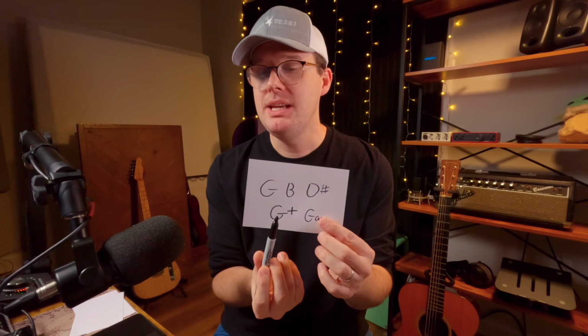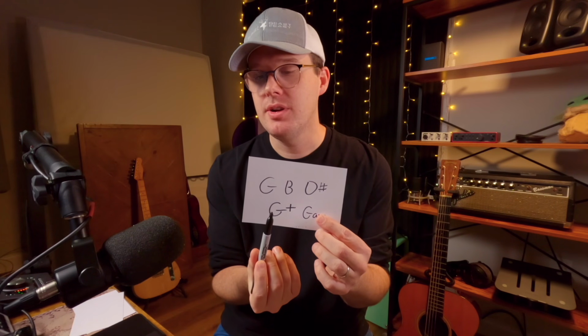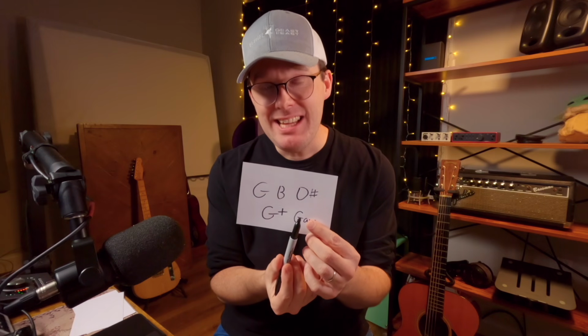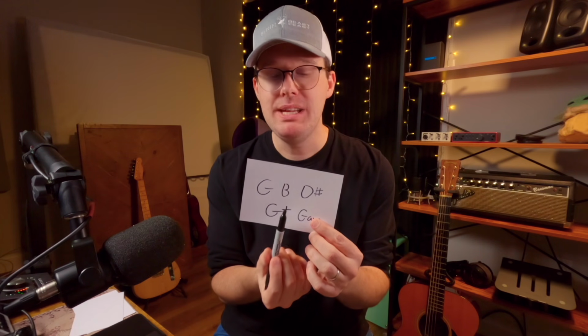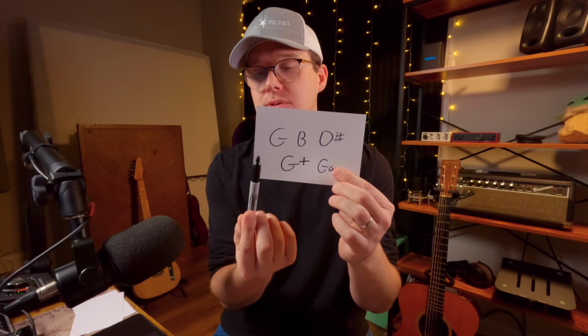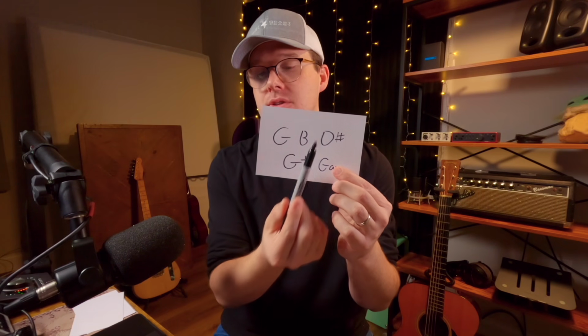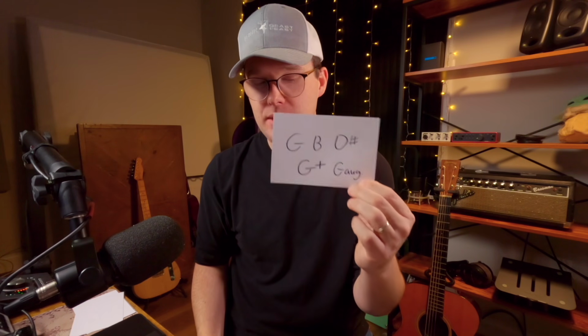So case in point, augmented chords are built on major triads. What we have is a GBD chord. G to B is a major third. B to D is normally a minor third, but B to D sharp is a major third. So we have a major third to a major third. That gives us an augmented chord. So augmented chords are built on major triads.